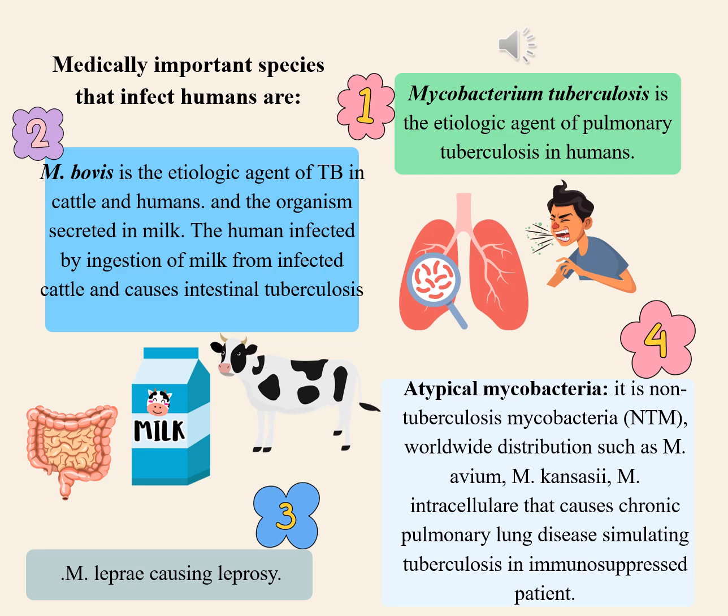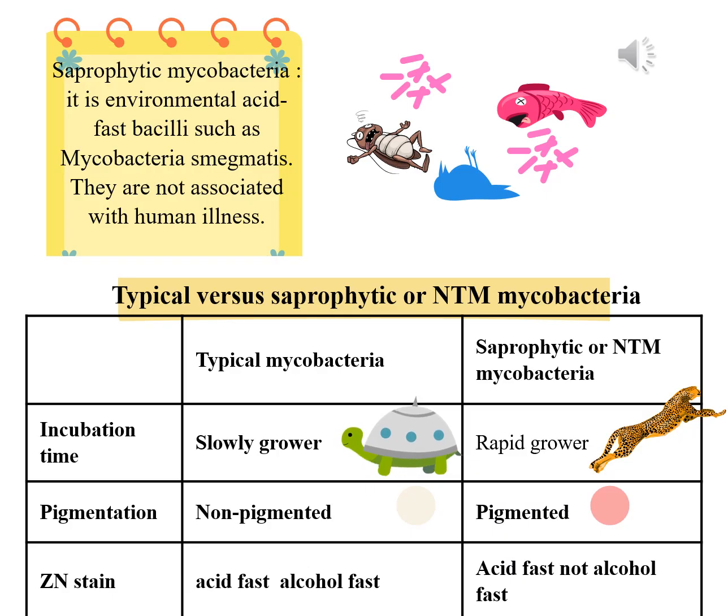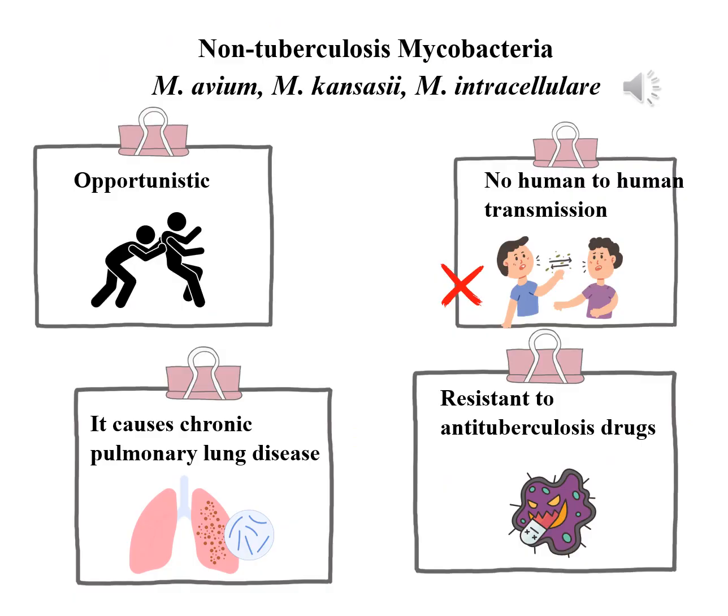Atypical mycobacteria, or non-tuberculosis mycobacteria, NTM, have worldwide distribution, such as M. avium and M. kansasii. They are intracellular and cause chronic pulmonary lung disease simulating tuberculosis in immunosuppressed patients. Saprophytic mycobacteria are environmental acid-fast bacilli, such as Mycobacterium smegmatis. They are not associated with human illness. Non-tuberculosis mycobacteria are opportunistic and widespread in the environment. They cause chronic pulmonary lung disease, with no person-to-person transmission, and are resistant to anti-tuberculosis drugs.